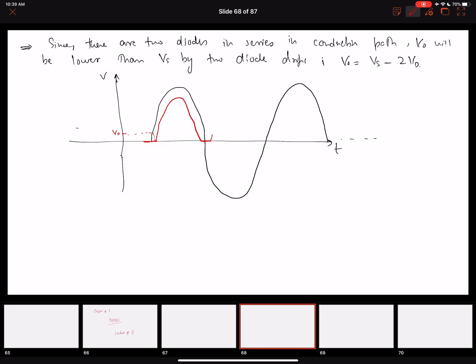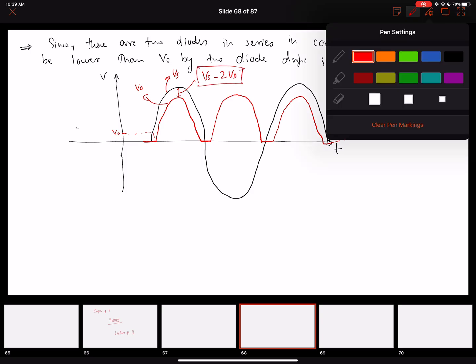Now the negative cycle will also be rectified, since it's a full wave rectifier, and we're gonna get something like this, right? And this thing is also gonna go on. So the important thing to notice over here is that difference. So this thing is V naught and this thing is Vs. So the difference over here is Vs minus 2 times the diode voltage drop.